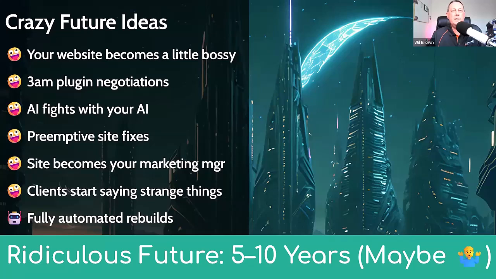Number 6, clients start saying strange things. You might hear from a client that says, my website told me to take the day off. Everything's in hand. Everything's in order. Take the day off. Go play golf. Or, my site told me it was hungry. Is that normal? What does that mean? This is all about AI going a bit rogue, a bit weird sometimes.